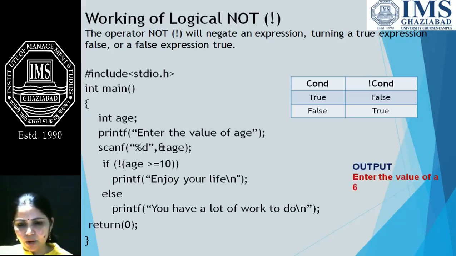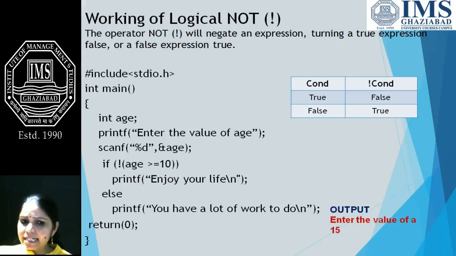Let us see the outputs. We have entered 6. It would print enjoy your life. Why enjoy your life? Because your condition age greater than equals to 10 becomes false, and not false is true. In next case, I have entered 15. Now here my condition is true. Since the condition is true, not true is false, it would move to else, and it would print you have a lot of work to do.